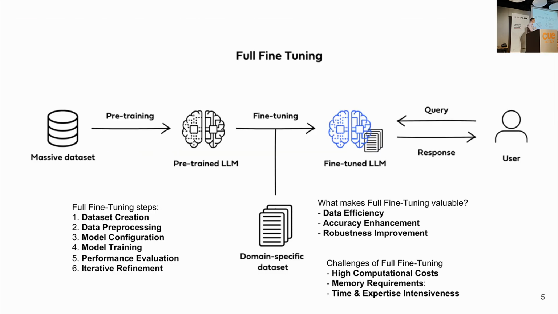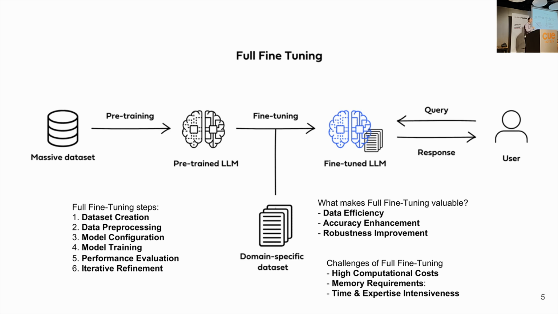With full fine-tuning, this technique is pretty similar to the training of the large language model. We have 6 steps. Dataset creation is the first step. We need to collect the data. The difference from full training is that these datasets are much smaller and domain-specific. The second step is data pre-processing.